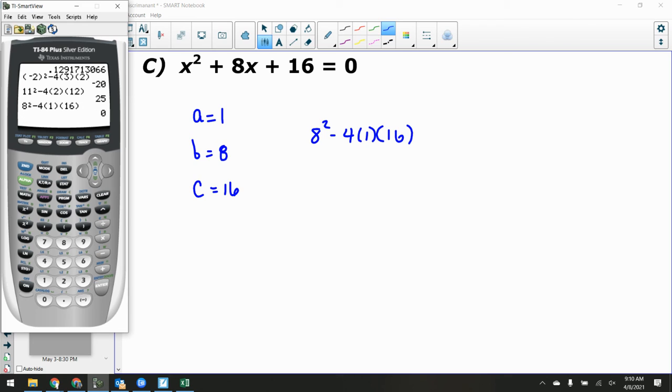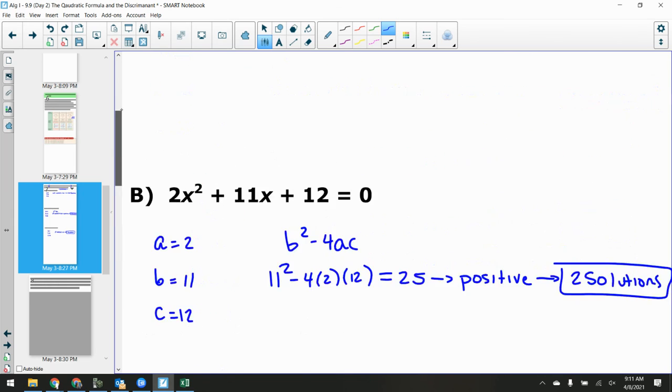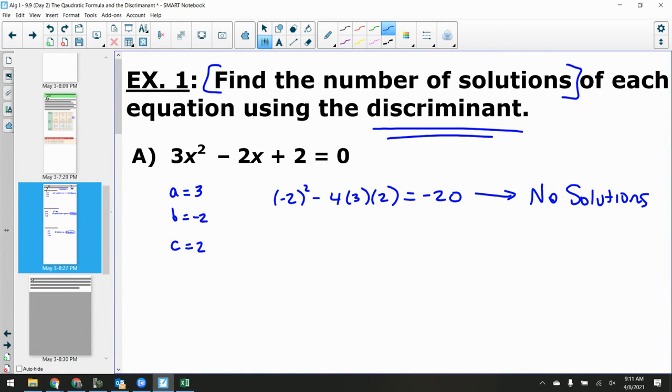And we get 0. If it's a 0, how many solutions are there? 1 solution. Okay. Negative is no solutions. Positive is 2 solutions. 0 is 1 solution. Okay. And again, please understand the directions there. The direction was just find the number of solutions. So pay attention to the directions tonight. You don't have to do the whole quadratic formula if I say just find the number of solutions.